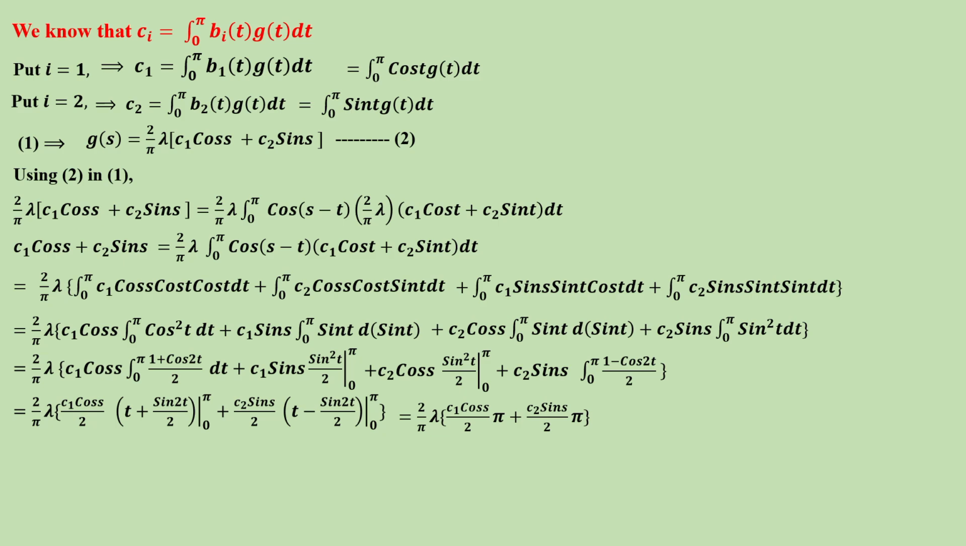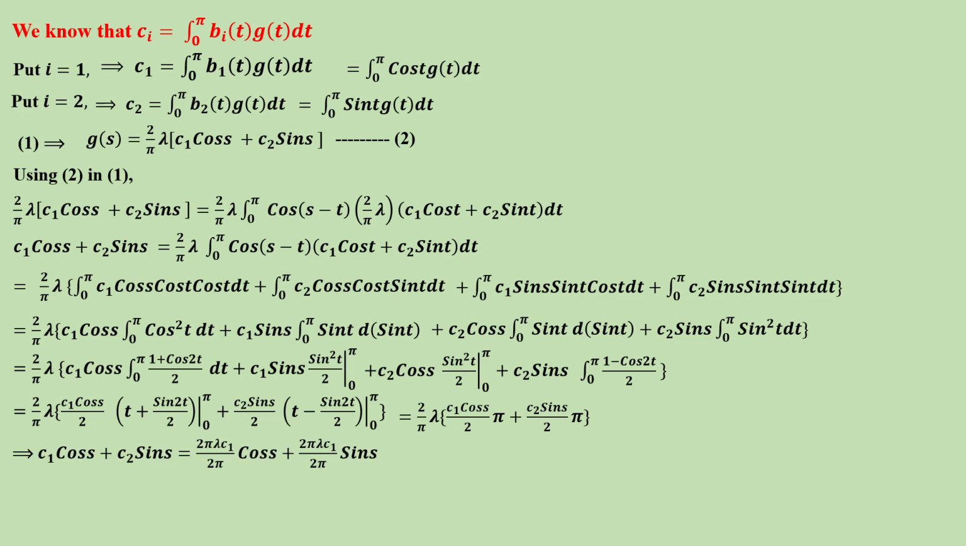Substituting the lower and upper limits, you will get 2 divided by pi lambda, c1 cos s by 2, upper limit pi, lower limit 0. So you will get c1 cos s by 2 into pi. Similarly for the second term, c2 sin s, upper limit pi, so you will get pi by 2. Whenever you put upper and lower limits for a sin term, it will be 0. So you will get only one term, the pi term.